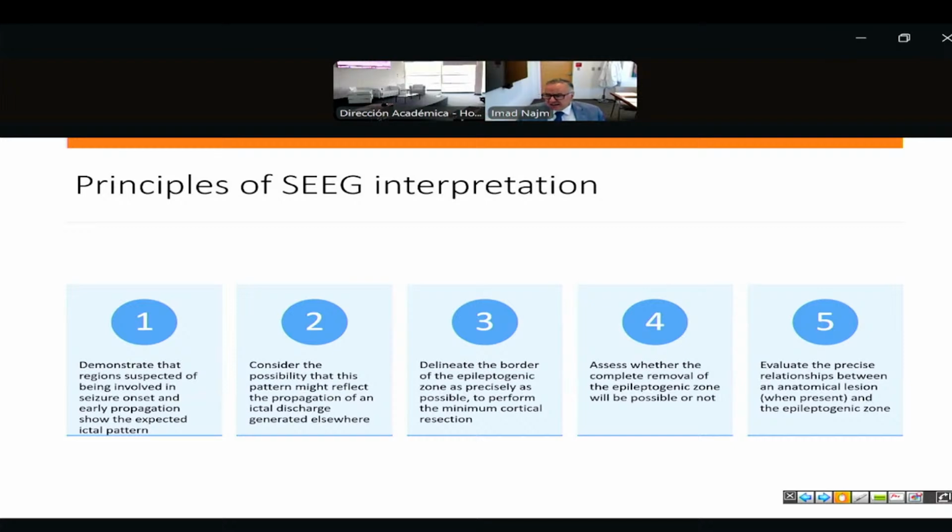And then last but not least, we need to make sure that we have a good reconciliation of the overlap between anatomy, the anatomical lesion, and the epileptogenic zone.